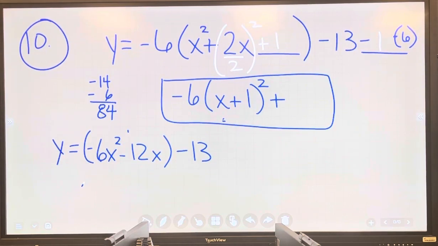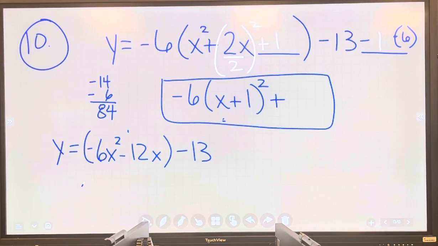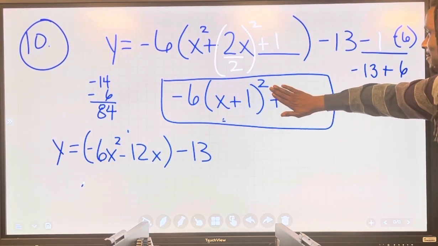So what we made our mistake was right here. 1 times negative 6, so that becomes positive 6. Negative 13 plus 6. Yes. So this is supposed to be negative 13 plus 6, and that's how we get negative 7. That makes sense. Negative 1 times negative 6. Why did we forget this? I forgot to do that. Okay. And that's how we get that negative 7.